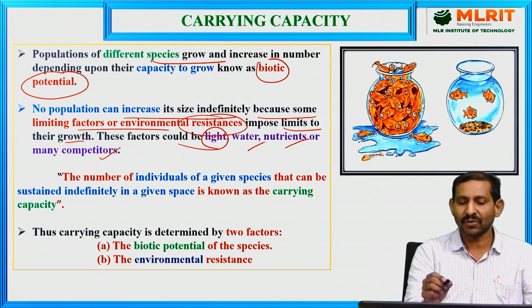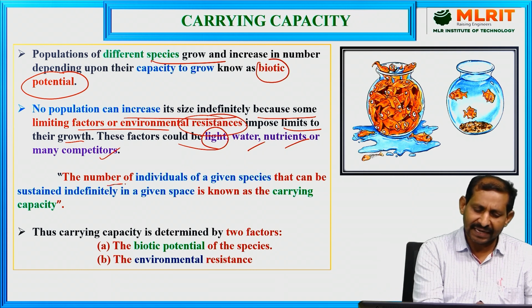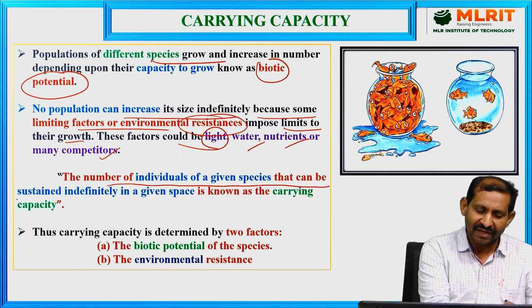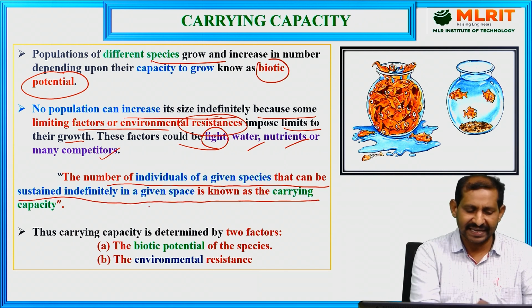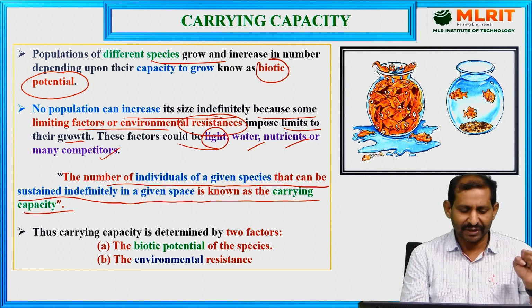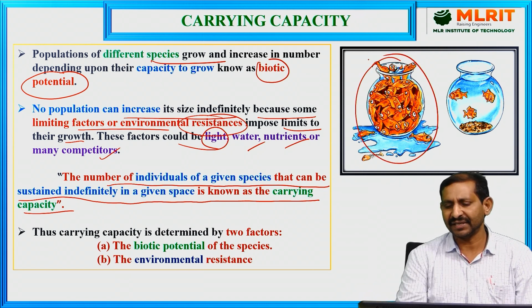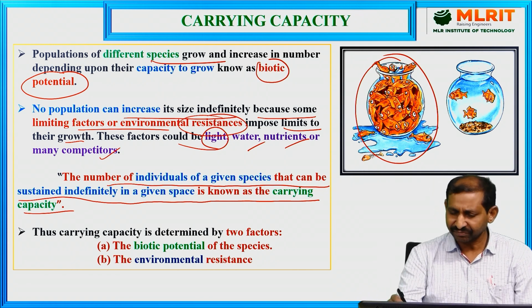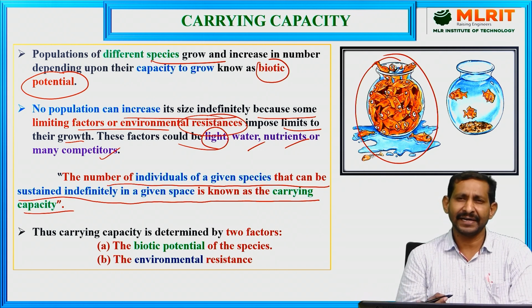That is called the carrying capacity. Simply said, the carrying capacity is defined as the number of individuals of a given species that can be sustained indefinitely in a given space. So in a particular space, only a certain number can be sustained. For example, in this pot containing a lot of fishes, there is no space, so growing is very difficult.